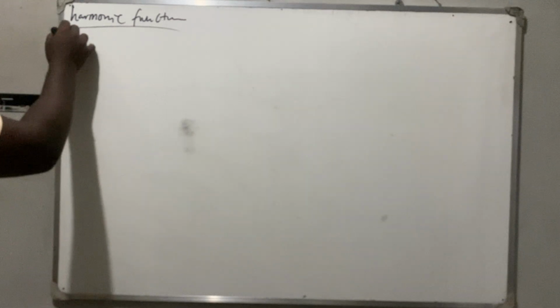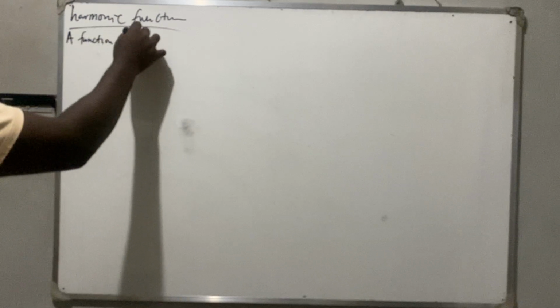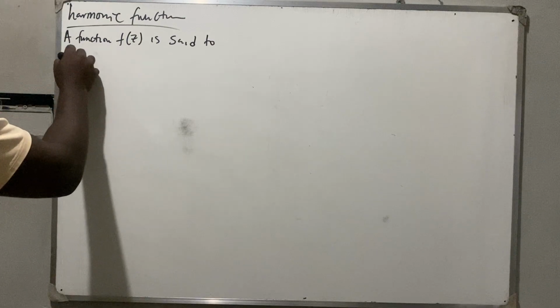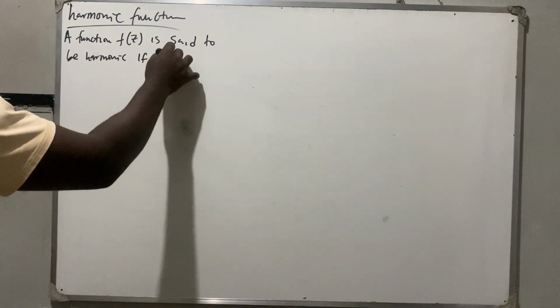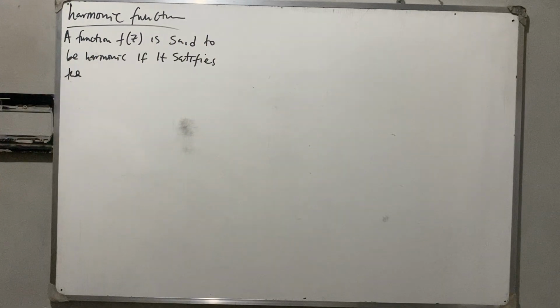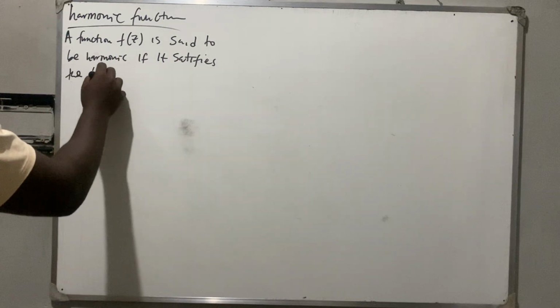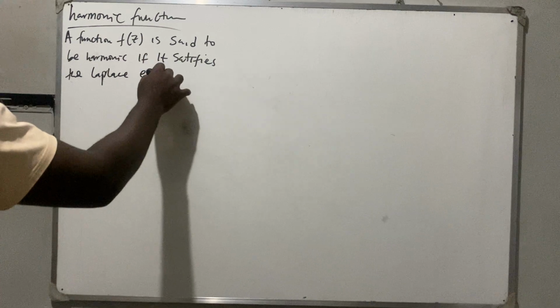A function f of z is said to be harmonic if it satisfies... You know that a function is said to be analytic if it satisfies the Cauchy-Riemann equation. Don't forget. So a function is now harmonic if it satisfies the Laplace equation. And what is the Laplace equation?